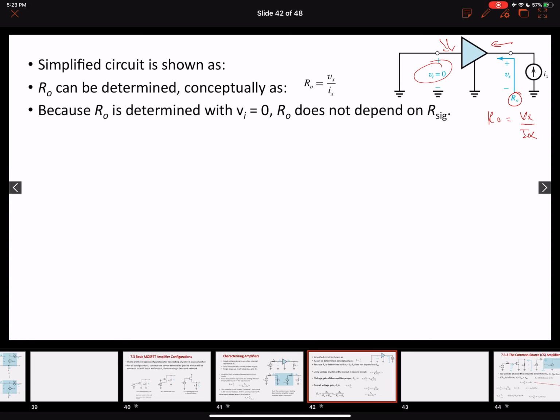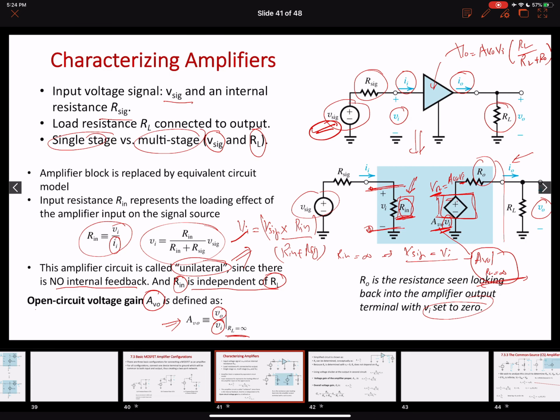Okay, so let's come back to solve. We wanted to solve the voltage gain of an amplifier and the overall voltage gain of an amplifier. We need to define these terms very specifically so you understand the basic difference between them. One term is the open circuit voltage gain that we defined here. This is the voltage gain of an amplifier when the load resistance is infinite.